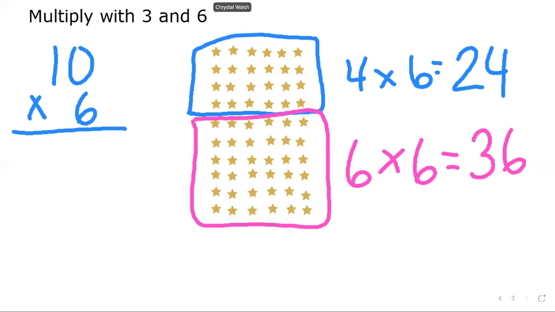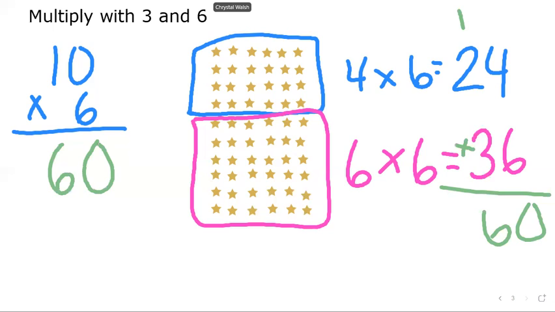Now that we found the product of 24 and 36 for our two equations within our big one, we're going to add those two numbers up. So we're going to add 24 plus 36. 6 plus 4 is 10, so we're going to need to regroup. 1 plus 2 is 3, 3 plus 3 is 6. So 10 times 6 equals 60.